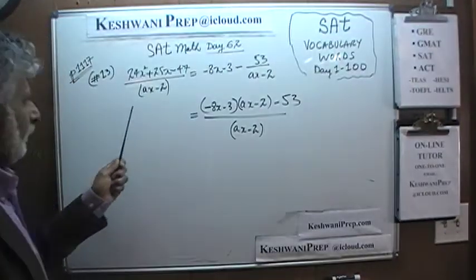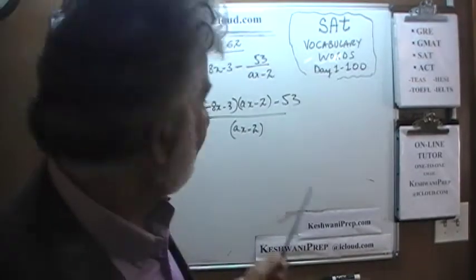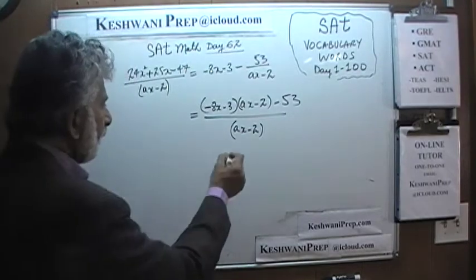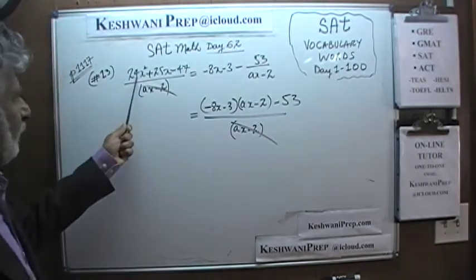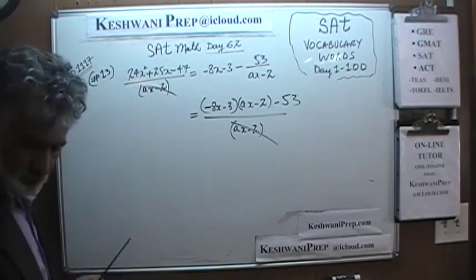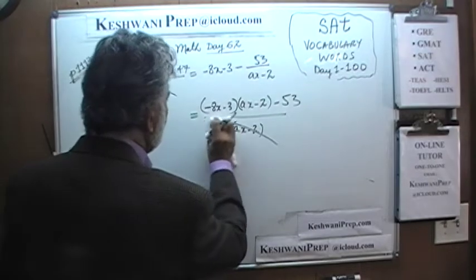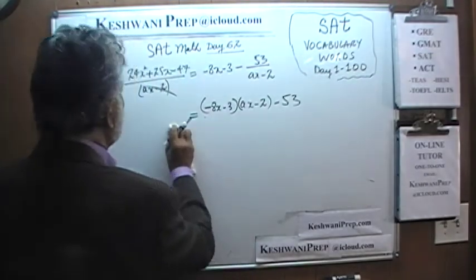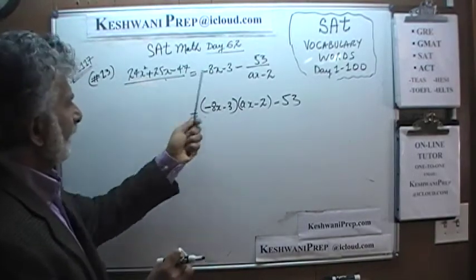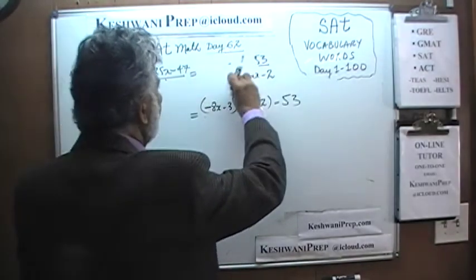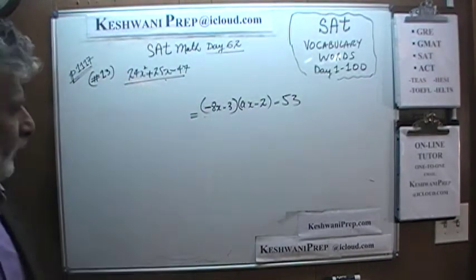There you go. Now this side has a denominator of ax minus 2, so does the right-hand side. Since they have the same denominator, we can ignore it. We can just multiply the entire equation by ax minus 2, and it will drop out. So this quantity must equal this quantity. Since it's dropped out, I'm going to erase this part. I cannot leave it like this because it does not equal this anymore. So this quantity equals this quantity.